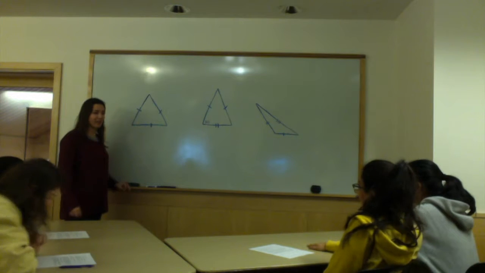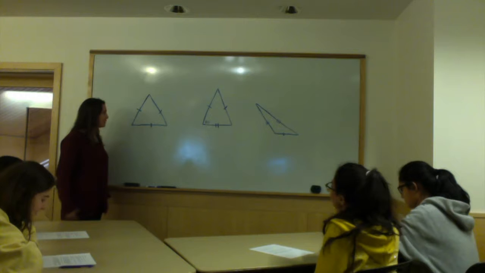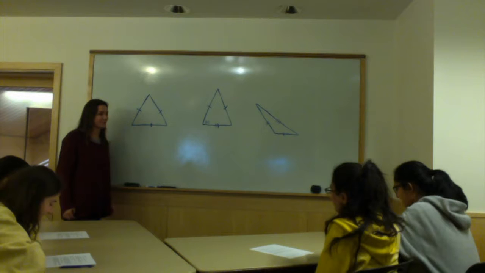And welcome. Today we're going to learn about triangles. So, can anyone tell me what the definition of a triangle is? Yes, Namrata? It has three sides. Yes, very good. So when a shape has three sides, that makes it a triangle.